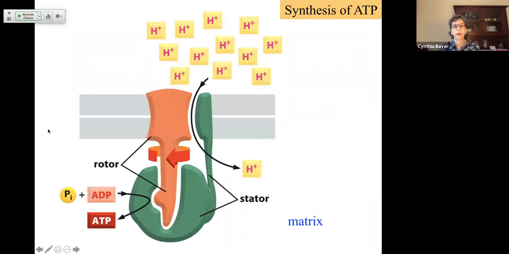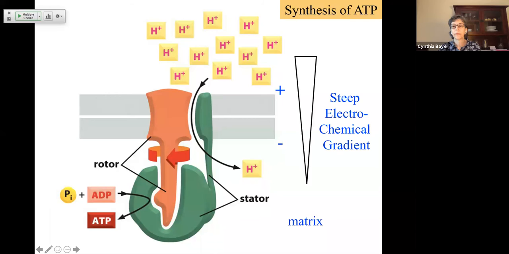Here is our inner mitochondrial membrane, right? Our lipid bilayer. This entire complex here is our ATP synthase. The different components of the ATP synthase form, number one, a channel by which protons can diffuse from the side of high concentration to this compartment of lower hydrogen ion concentration, which is the matrix side. And this is actually a very steep gradient.